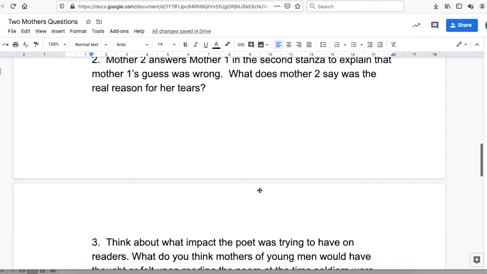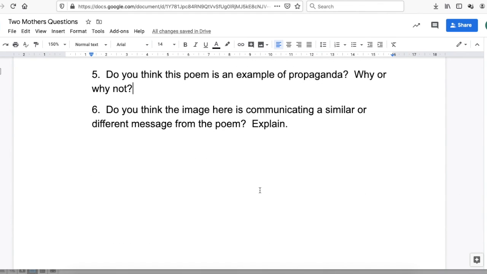So, question 6 is asking, do you think the image here is communicating a similar message to the poem or a different message? It might have some similarities and some differences. Explain. That's your assignment.